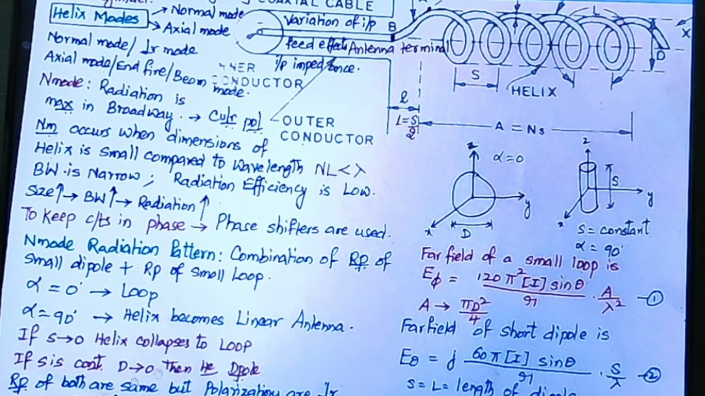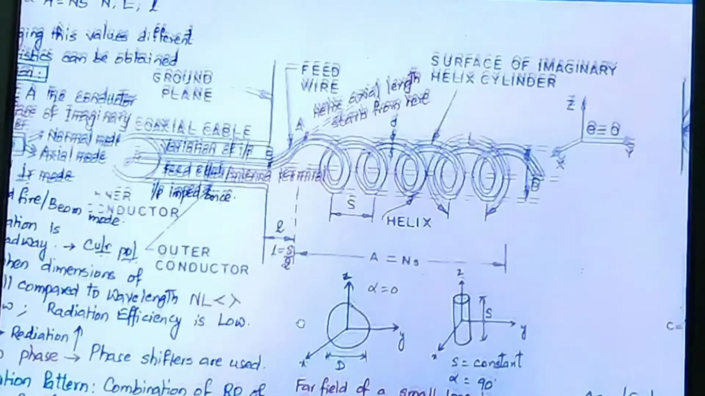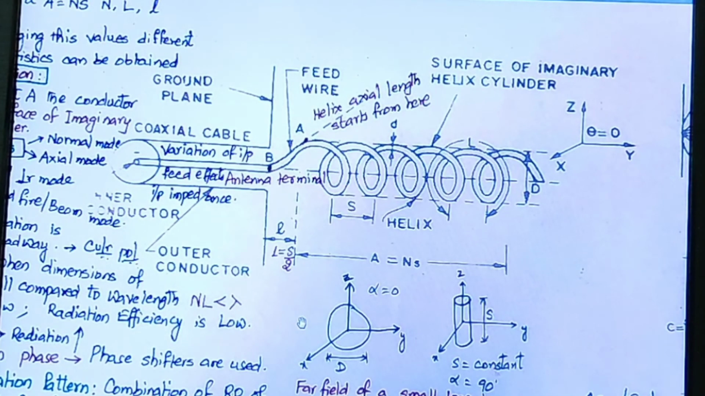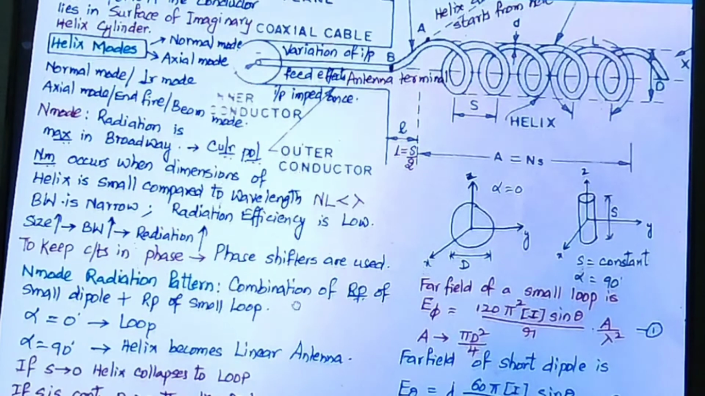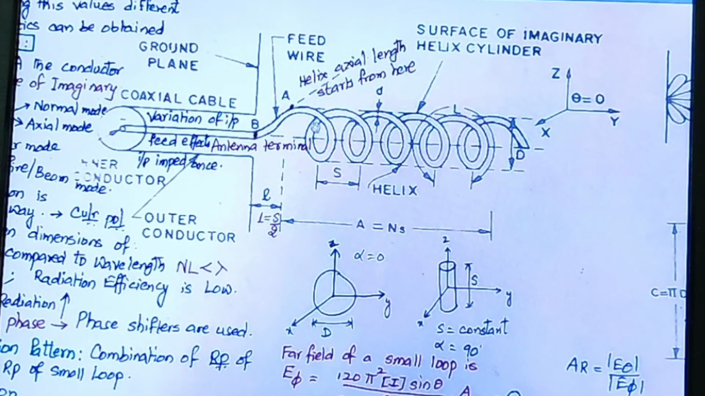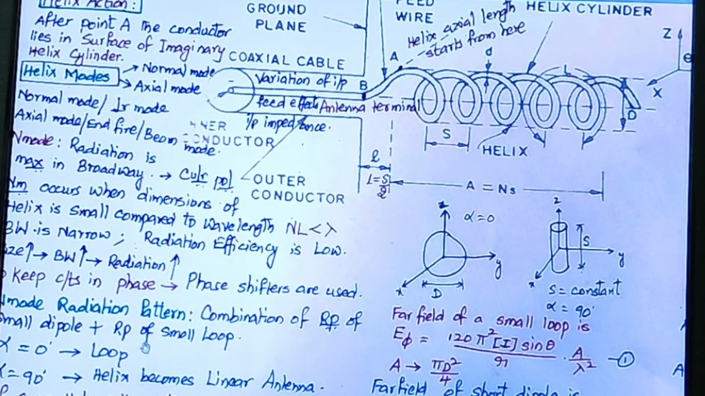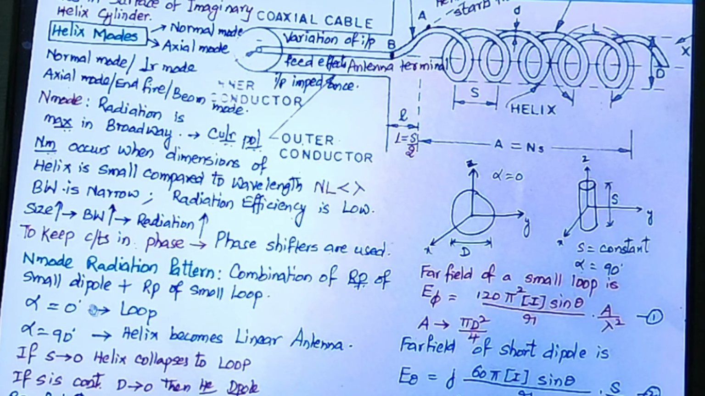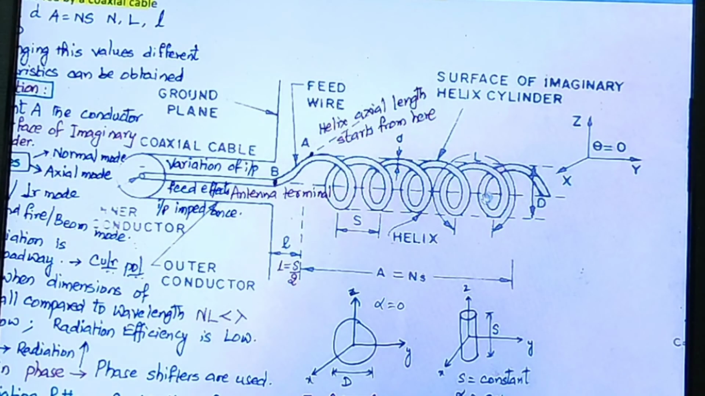But here one important thing is to be noticed. Here we can notice one angle called alpha, that is called the pitch angle of this helical antenna. Now the important factor here is, if alpha tends to 0, then from this helical antenna we can obtain a helical antenna with loop type of radiation pattern. So if alpha is equal to 0 degrees, then a loop antenna is obtained.